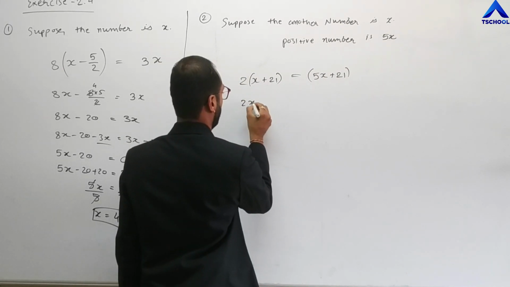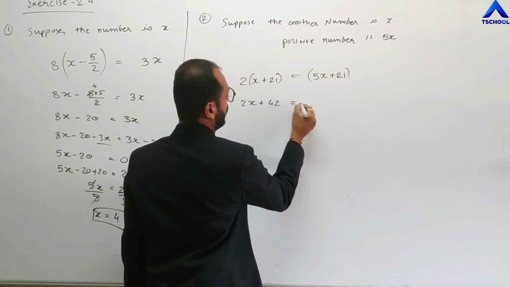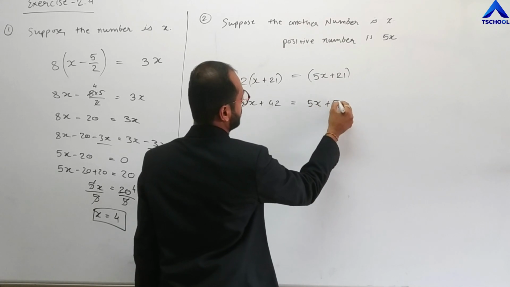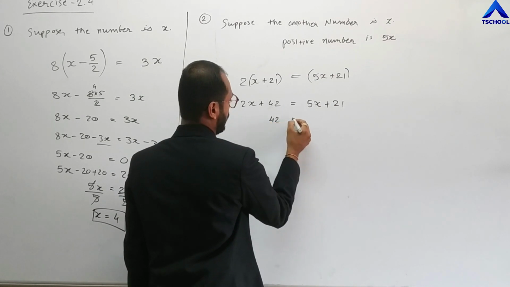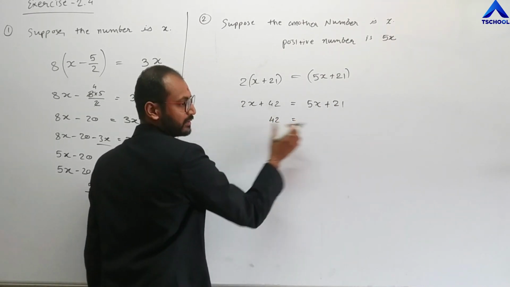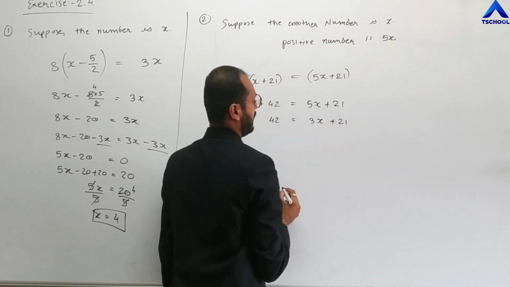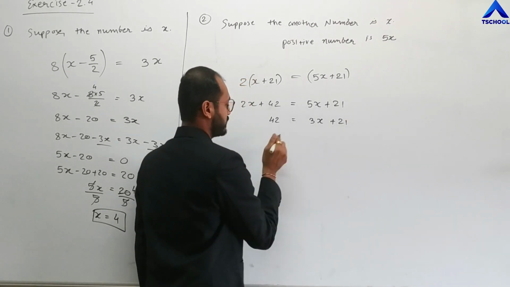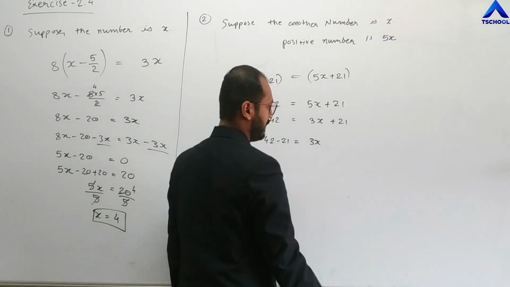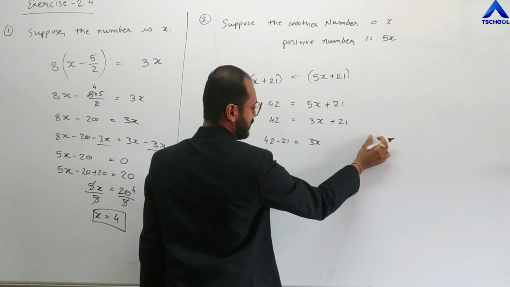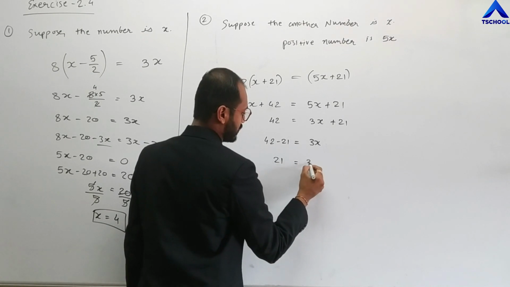Here is 2 times (x plus 21), that is 2x plus 42, equals 5x plus 21. Here let us subtract 2x on both sides. It is 42 equals 5x minus 2x, we are subtracting 2x on both sides. 5x minus 2x is 3x, plus 21 as it is. Let me subtract 21 on both sides. Here is 42 minus 21. Here is 3x remaining as it is, because 21 minus 21 gives 0. 42 minus 21 gives 21 equals 3x.